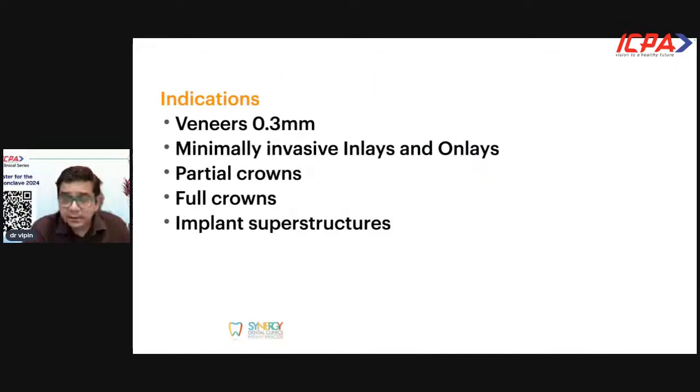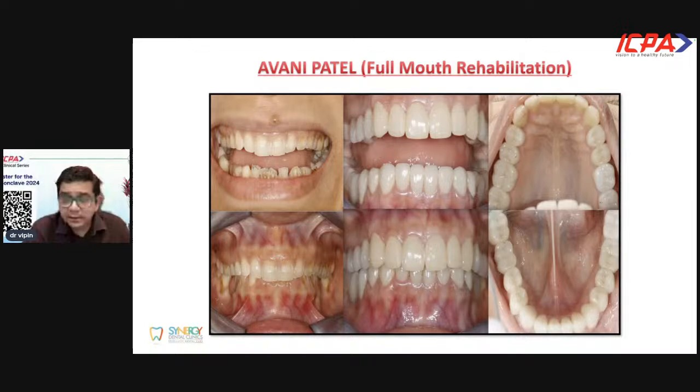You can give veneers up to 0.3 millimeter, minimum invasives, inlays, onlays. Nowadays we are giving molars also with Emax, right? You can see a full mouth case where all the teeth were upgraded. The entire case was done by my wife, Dr. Pallavi. I just gave her the support of my lab, involving the posterior right teeth which were on implant. So there is a zirconia crown and a zirconia abutment and Emax crown on those teeth.